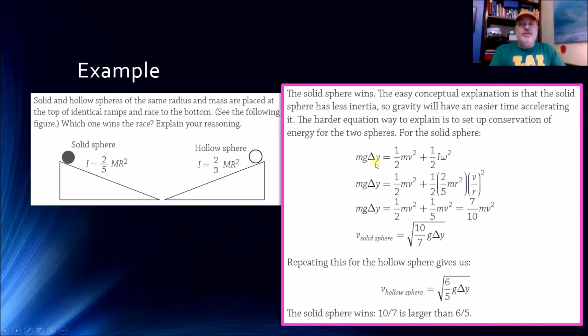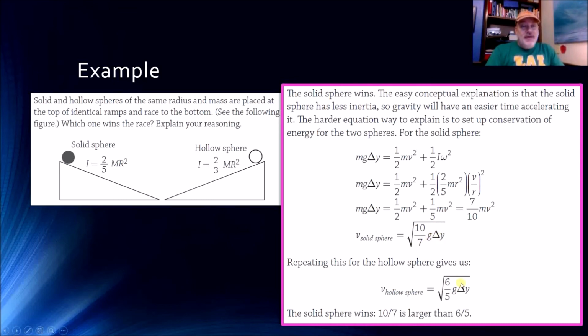So both of them start at the top with mg delta y, assuming the bottom is 0 again, and our system is the sphere and the Earth. At the bottom, they're going to have kinetic, translational, and kinetic rotational. Now, for the solid sphere, we'll plug in 2/5 for I, and remember that omega equals V over R. So we get V over R, and that's squared. When we do all this math, we end up with the solid sphere's velocity as square root of 10/7 g delta y.